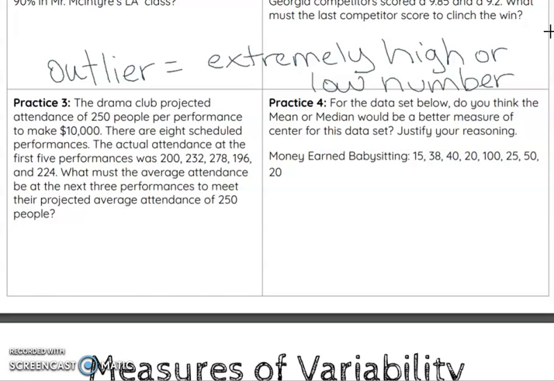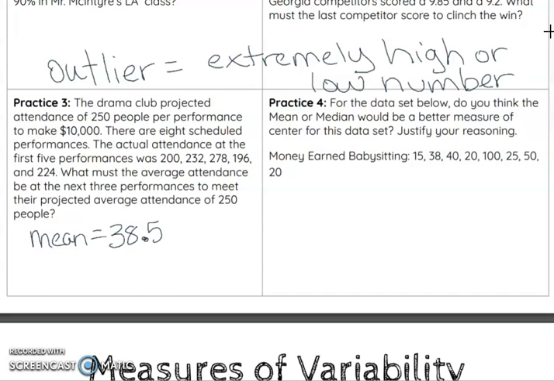So let's see with this data set, which one is affected the most. So let's start with the mean. So I'm going to add up all of those numbers, divide by 8, because there's 8 data points. And I would get 38.5. So this is just calculating normal mean. I get 38.5.